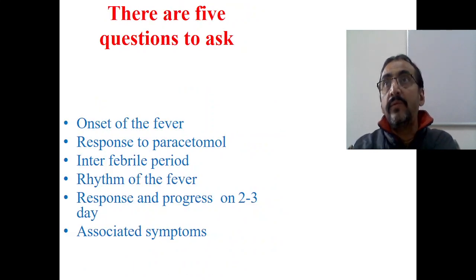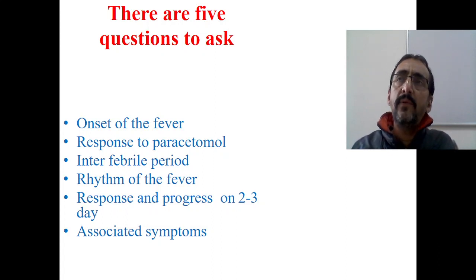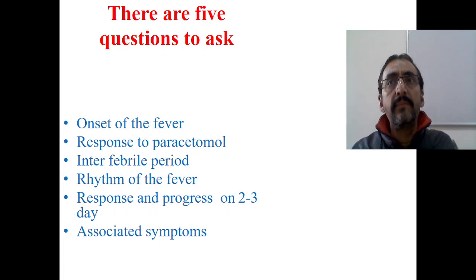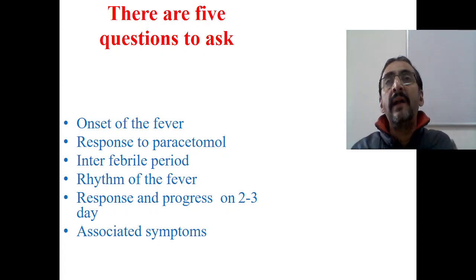So to know this, place and environment, these two are important: anatomy as well as the symptoms. Now there are 5 important questions that you have to ask the parents. What are they? Onset of the fever, response to any antipyretics, interfebrile period, response and progress of the fever as the days pass, and associated symptoms. If you are able to ask these 5 questions to the parents, then you can gather maximum information. Otherwise you will miss the track in the beginning itself and it leads to treatment failure.